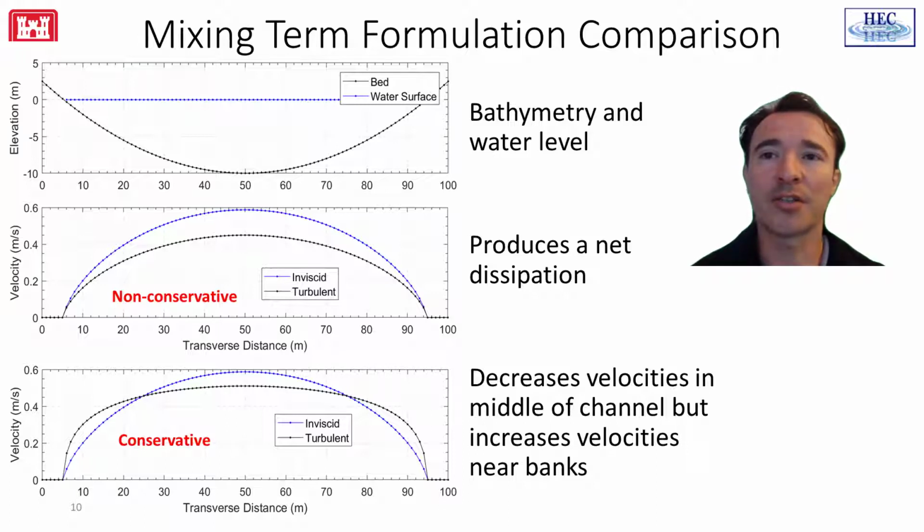The bottom plot shows the velocity with the conservative formulation also in black, and with the blue line representing the velocity without mixing for comparison. There, the velocities are decreased along the center of the channel and increased along the sides, which is a much more realistic result.